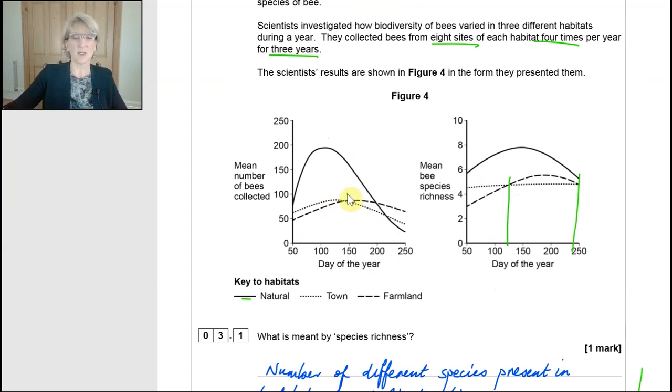So I'm kind of thinking here and here and here and here. Oh, actually, no, not between, it's between there and there. Between 150 and about 210, 215, it has the lowest mean number of bees collected. And from about day 125 maybe up to 250, the mean bee species is lowest.